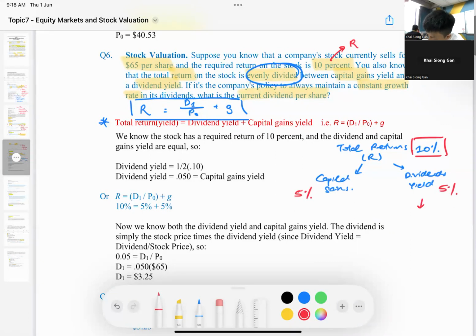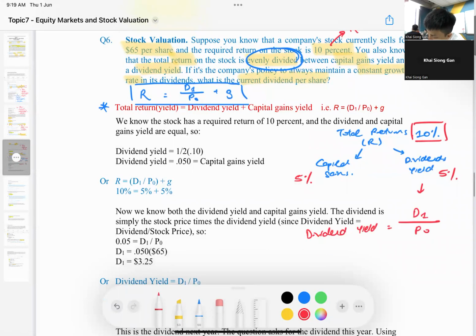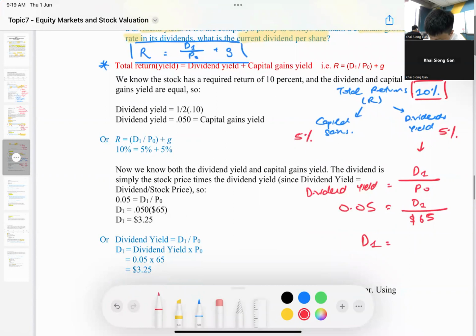I know my dividend yield is D1 divided by P0. I do not know D1, so let me rewrite the formula. Dividend yield equals D1 divided by P0. The dividend yield I know is 5%, which is 0.05. D1 I do not know, but I know P0, which is 65 per share, the current share price. So putting it into the calculator, D1 is 3.25.